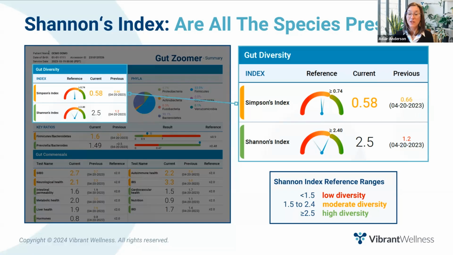Microbial diversity is a measure of the number of different microorganisms and the amount of each in the stool sample provided. The two main factors that help quantify diversity are richness and evenness, which can be measured by the Shannon's and Simpson's index, respectively. The Shannon's index is a measure of diversity used by members of the scientific community to compare results over time. Shannon's index looks at richness, and it answers the question, are all the species present or not? For Vibrant's Gut Zoomer, less than 1.5 is low diversity. Between 1.5 and 2.5 is moderate diversity, and greater than 2.5 is high diversity. Basically, the higher the number, the better the diversity.